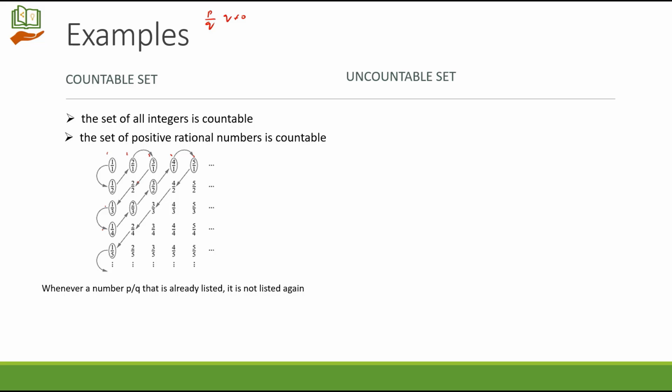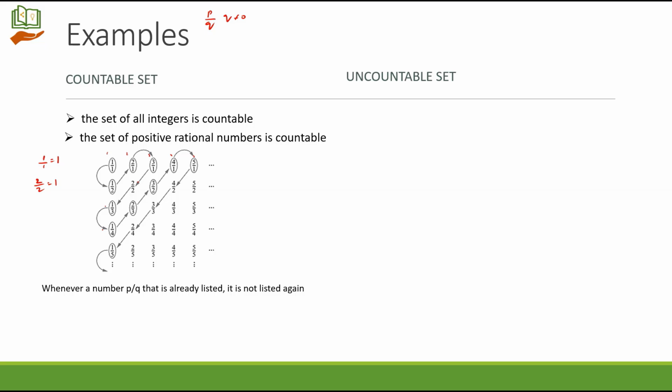Now let's take 1 divided by 1. 1 divided by 1 will give you 1. 2 divided by 2 will give you 1. So in both cases the value is the same. So if we have circled 1 by 1, we would not circle 2 by 2.